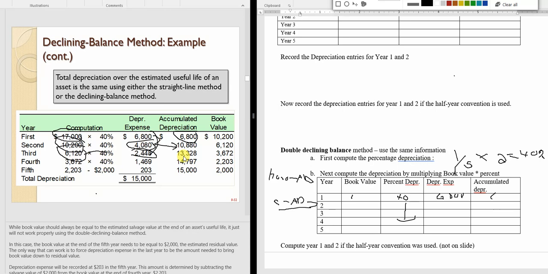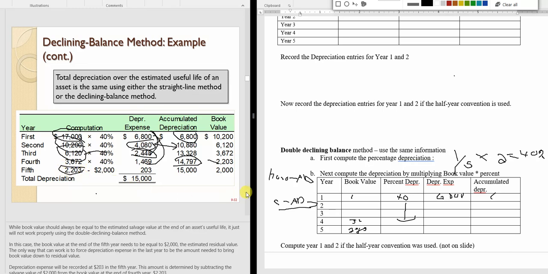My book value is $17,000 again, always cost minus accumulated. That gives me my book value of $3,672. So write $3,672 in year 4. Times 40%, I get 1,469. So now my accumulated is all four of these numbers added up, so 14,797. And my book value is now 17,000 minus 14,797, which is 2,203. So now I write 2,203 here. I'm really bad at this. Okay, but 2,203 goes right there.